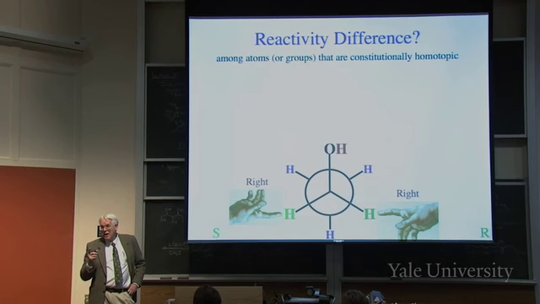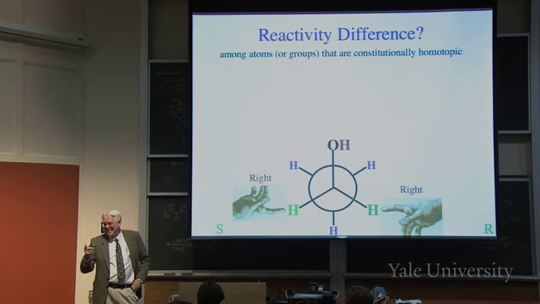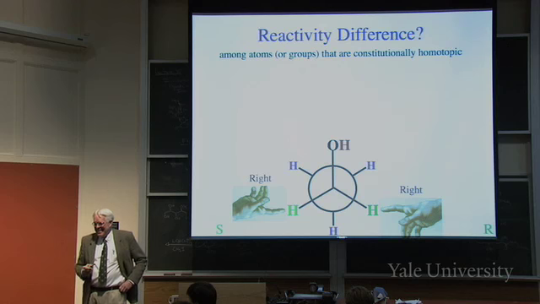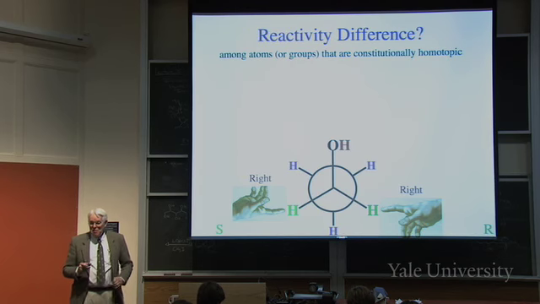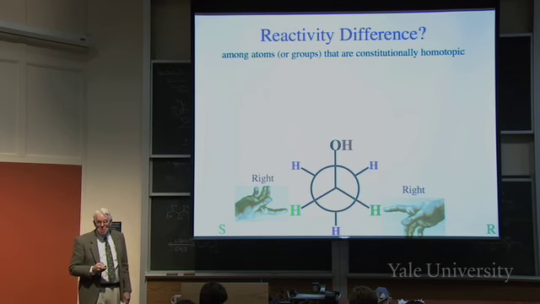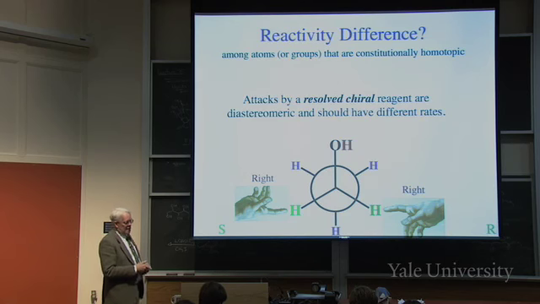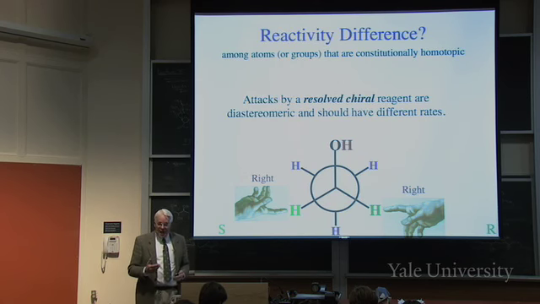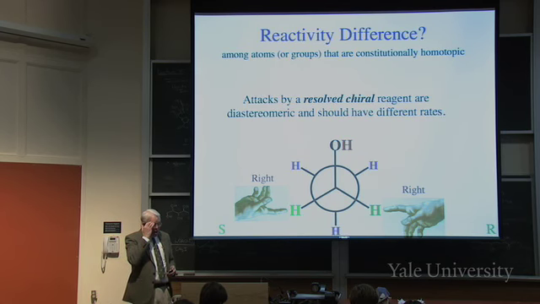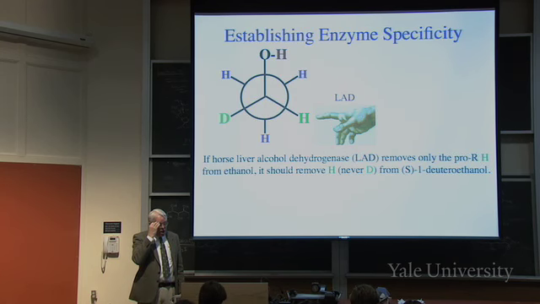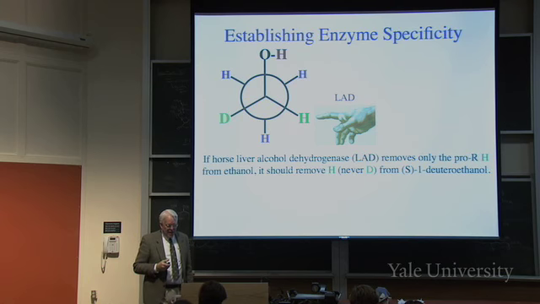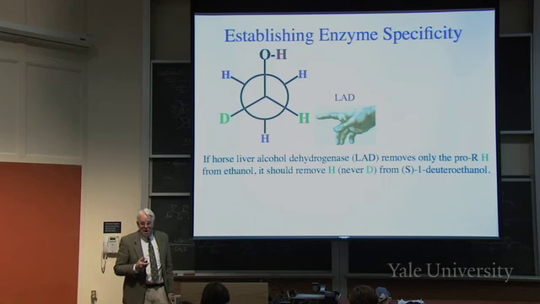Why? Who said yes? Sam. Because whatever enzyme is doing that is going to be handed. Because the enzyme that does it has a hand, a single hand, right? So it will be able to distinguish between those. Now, can we prove that? Okay, so attacks by a resolved chiral reagent, like an enzyme, are diastereomeric and should have different rates. So, horse liver alcohol dehydrogenase removes only the pro-R hydrogen from ethanol.